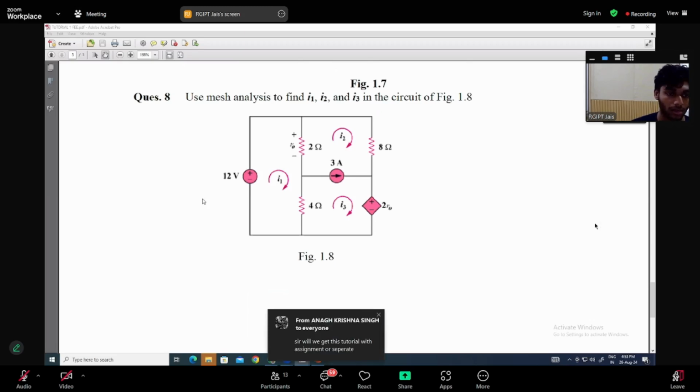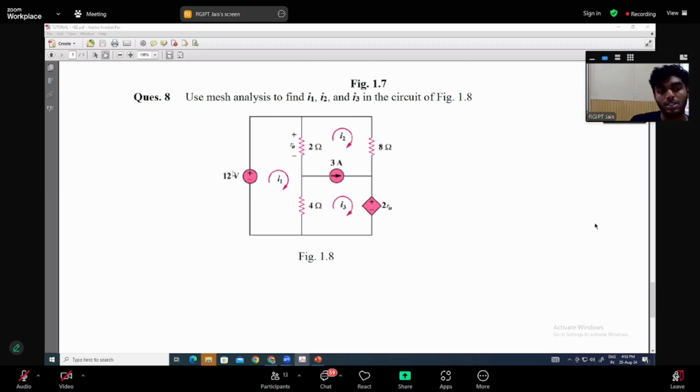Assignments will be different and tutorials will be different. For tutorials, I will be explaining, and assignments you have to solve yourselves.